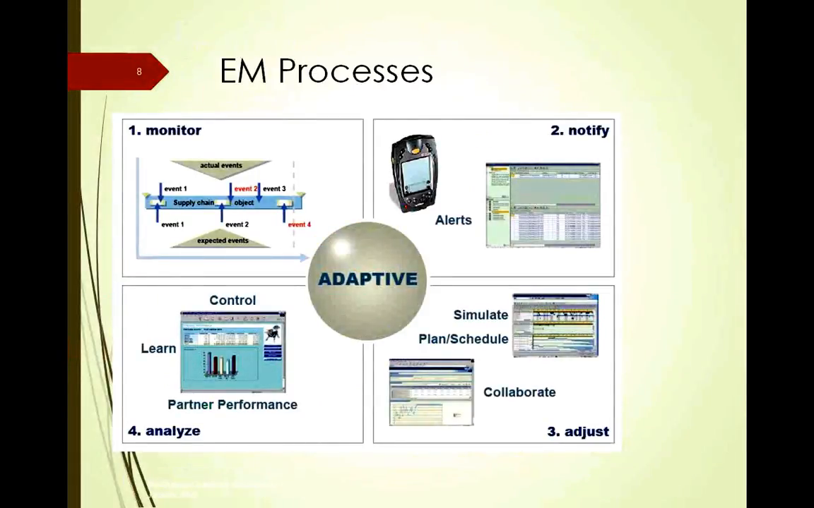Okay. So I think I have already explained this in the first slide. Monitoring means the different types of monitoring of events. Notify means the alerts and how they are sent through your different types of devices. Control means learn, partner performance analysis, and adjust. Adjust means plan, simulation, collaboration. So this is just a graphic display or description of what these 4 different mechanisms mean in EM management.